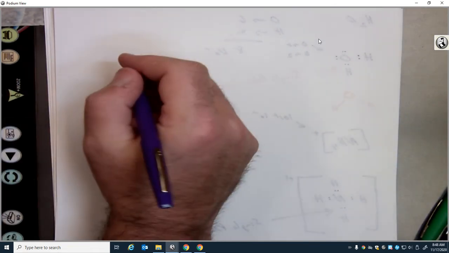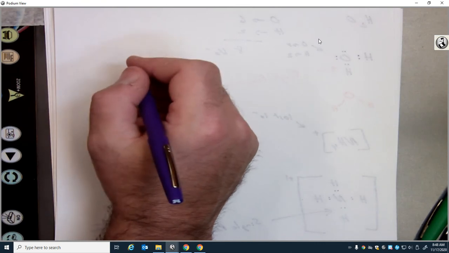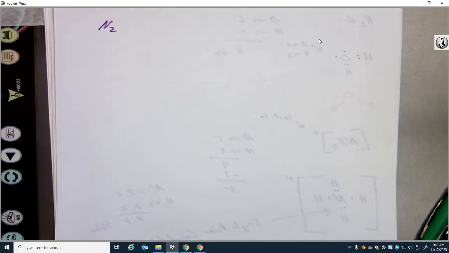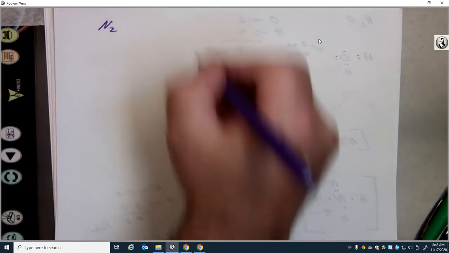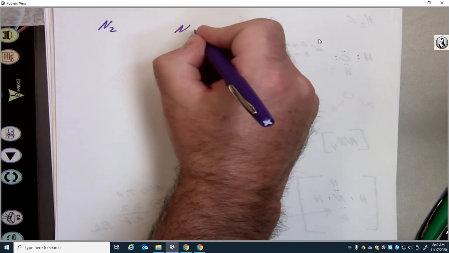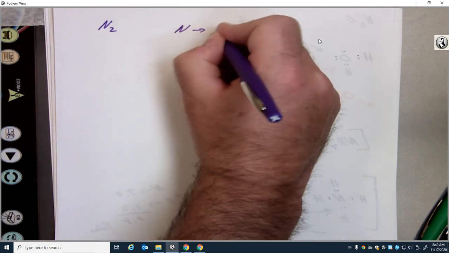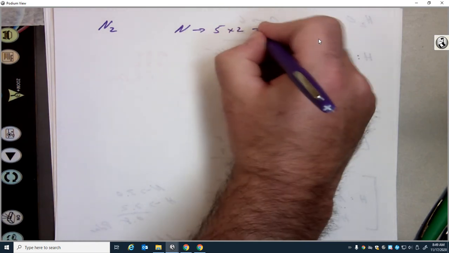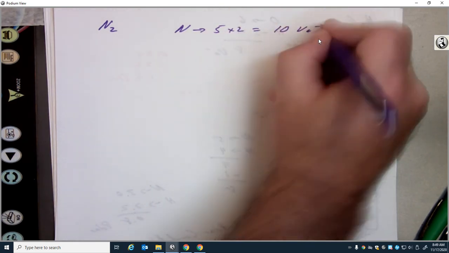Okay, let's try diatomic nitrogen, N2. We're going to do it the same way. So we know that nitrogen has 5 valence electrons. We have 2 nitrogens, so we're going to have 10 valence electrons to play with.